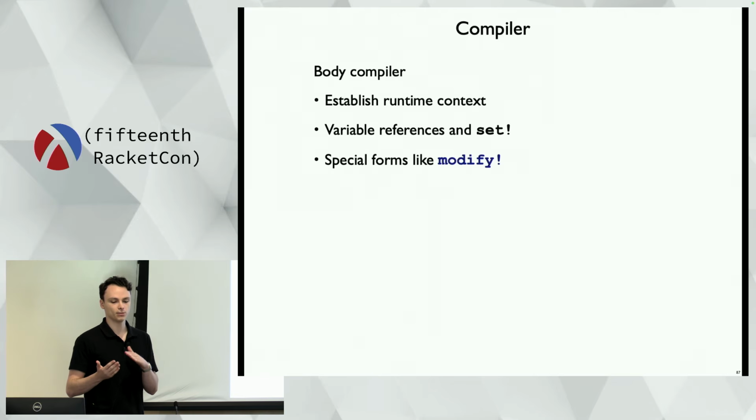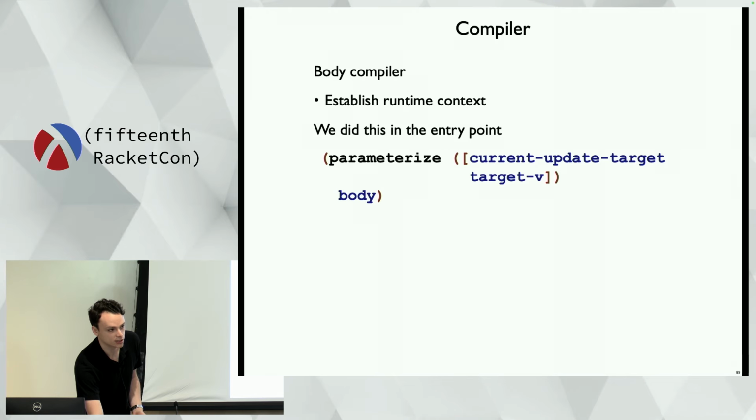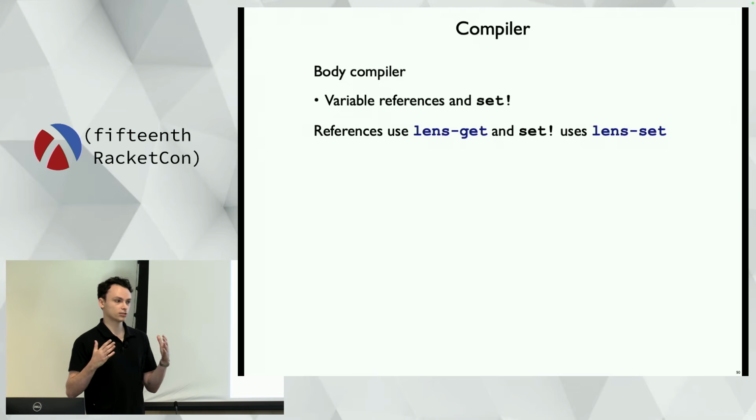Next, we have to take care of the body compiler, which is the second big component. I hesitate to call this a compiler because the body is just regular Racket code. We're just customizing specific behavior of certain parts of it. So we have to establish the runtime context, which we already did back in the update host interface. We have to do custom variable behavior for references and set bang, and then we have to do special stuff for modified bang. So we already handled the runtime context, setting up that parameter. Next, we have to do custom behavior for set bang and references. So references, we want to translate that to lens get, and then set bang, we want to translate that to lens set.